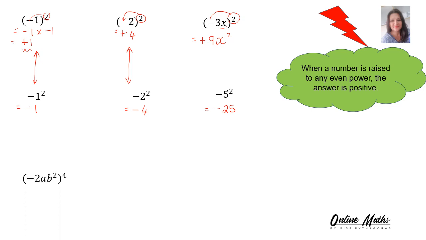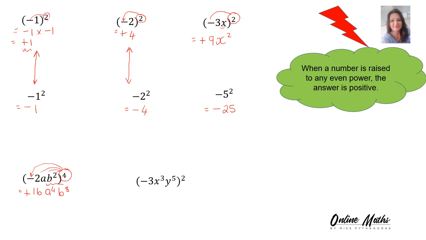So on this one, there is an even power, and then the minus will become a positive, and then each and every term has to be raised to the power of 4. So therefore 2 to the power of 4 is 16, a to the 4, and then on b, you will say b squared raised to the power of 4, it's 2 times 4, so therefore it's b to the 8.